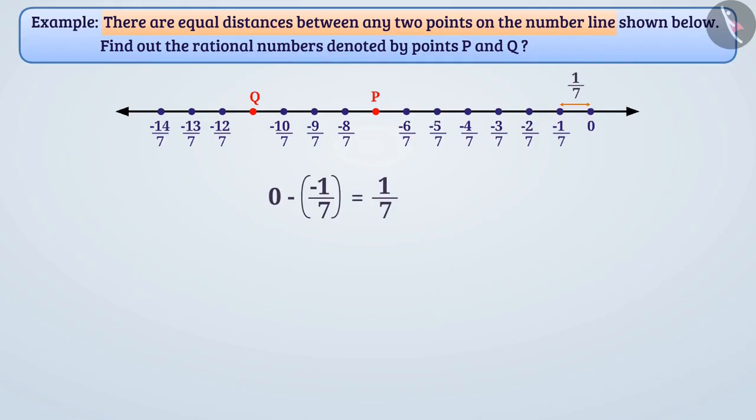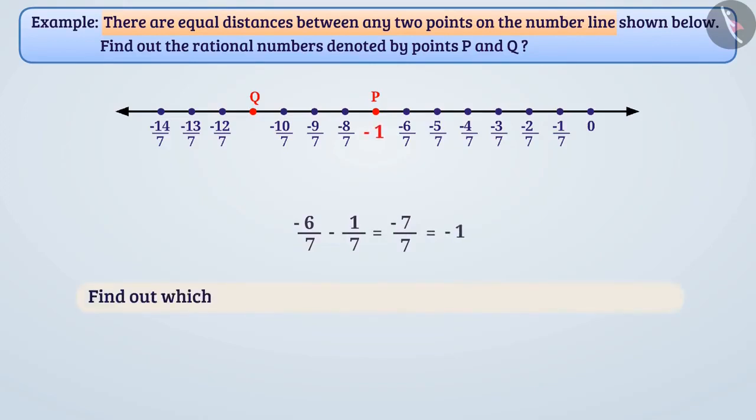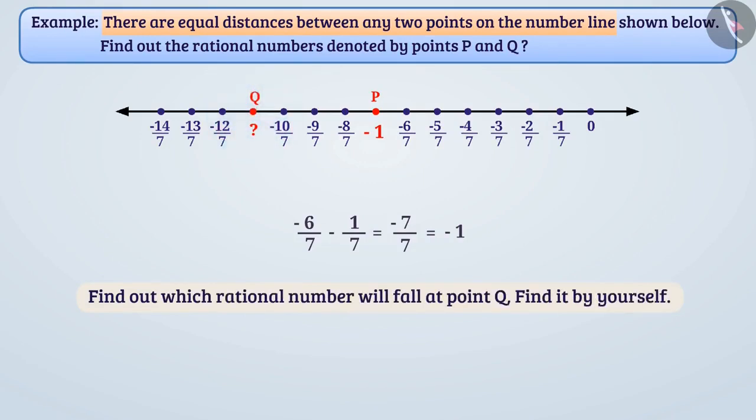This tells us that if we move to the left of 0 on the number line, the numbers are decreasing by 1 by 7. Here we are getting point P by moving 1 by 7 distance to the left of minus 6 by 7. So this will represent the point minus 6 by 7 minus 1 by 7, which is equal to minus 7 by 7, that is, the number will represent minus 1. Similarly, now you find out which rational number will fall at point Q. Find it by yourself.